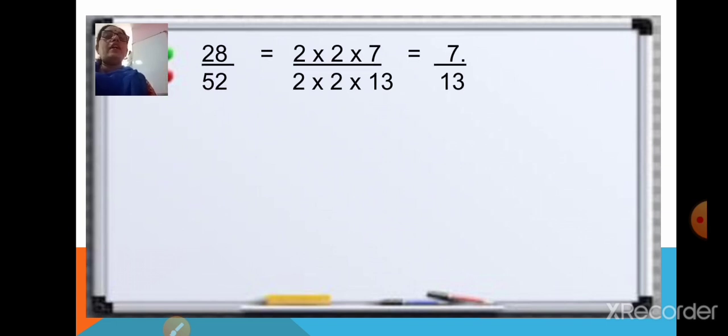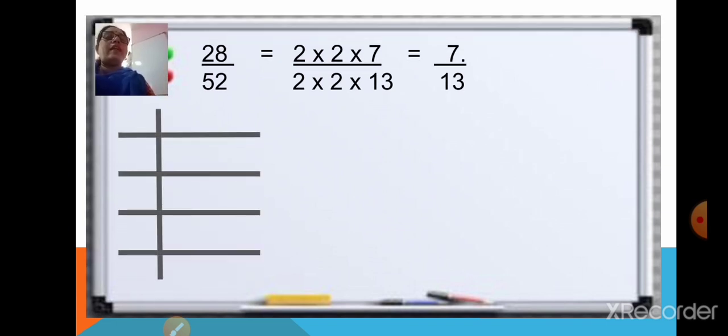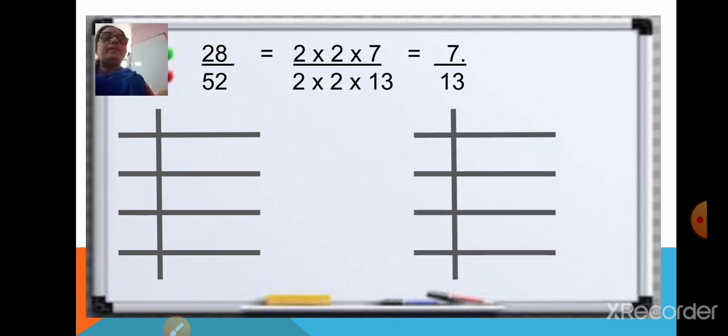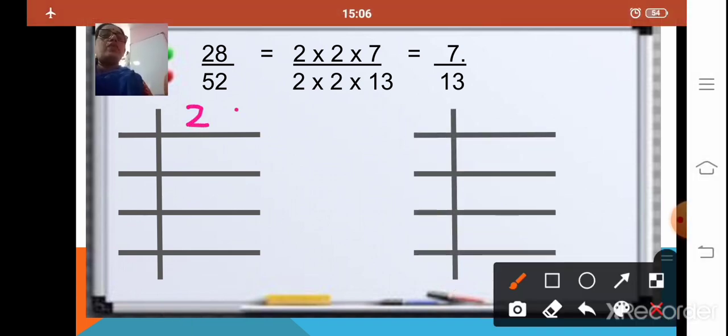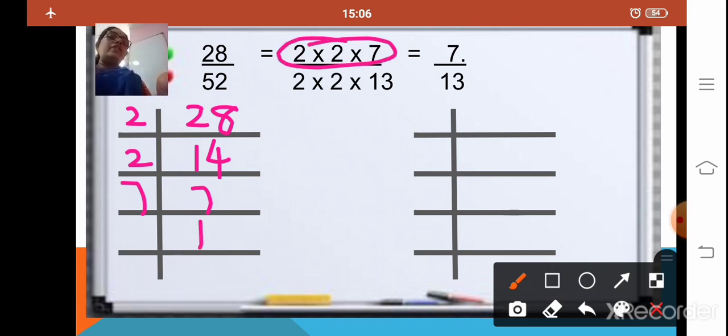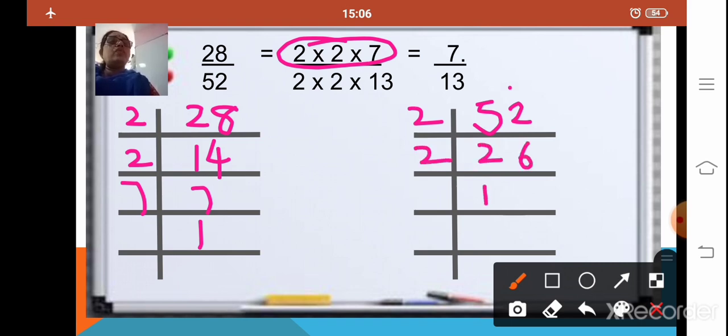So we will find the prime factors of 28 and 52. First let us start with 28. 2 1s are 2, 2 4s are 8, 2 7s are 14, 7 1s are 7. So 2 into 2 into 7. Now for 52, 2 2s are 4, 2 6s are 12, 2 1s are 2, 2 3s are 6, 13 is a prime number. So 2 into 2 into 13, this is your answer.